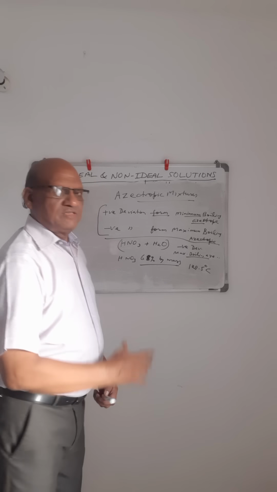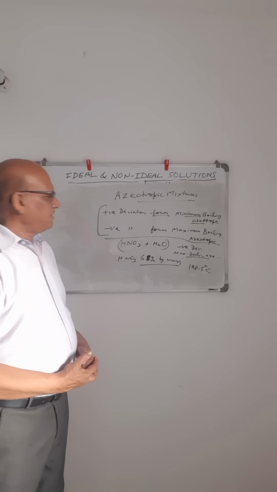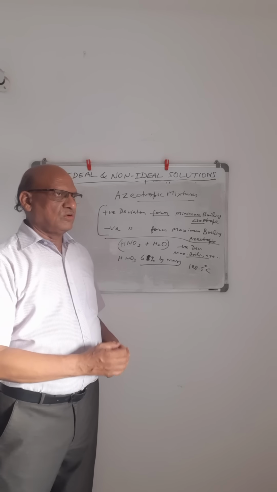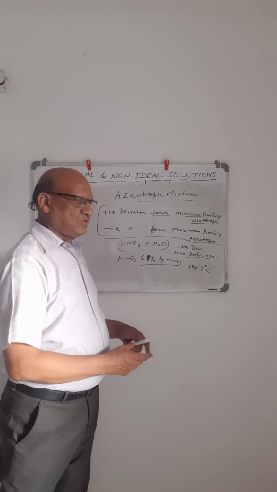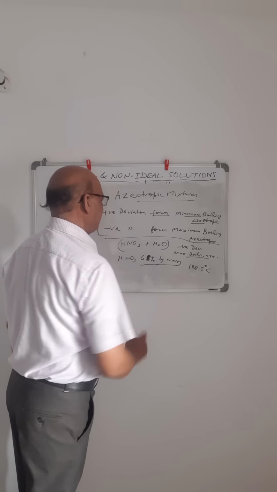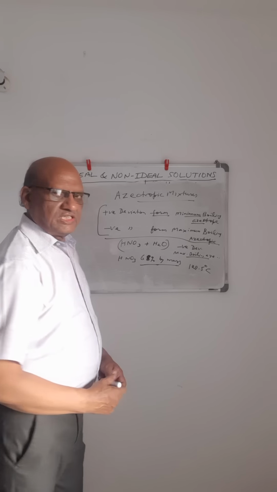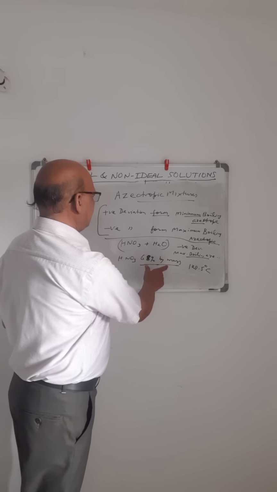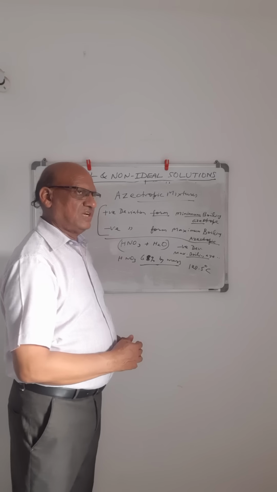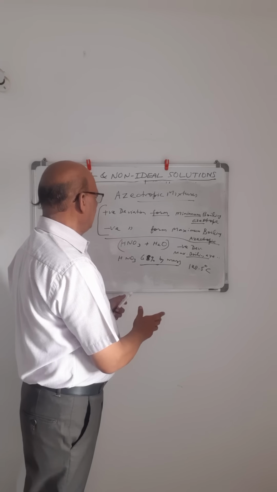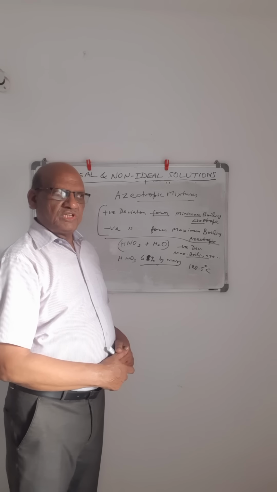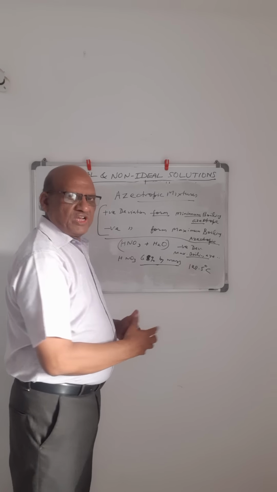So what is meant by this azeotropic mixture? Whenever we fractionally distill this solution, we cannot separate it into its individual components beyond 68% nitric acid by mass. That means we can achieve nitric acid up to 68% concentration by fractional distillation, but we cannot achieve more than 68%, because it forms an azeotrope at 68% concentration. It is called a constant boiling mixture.